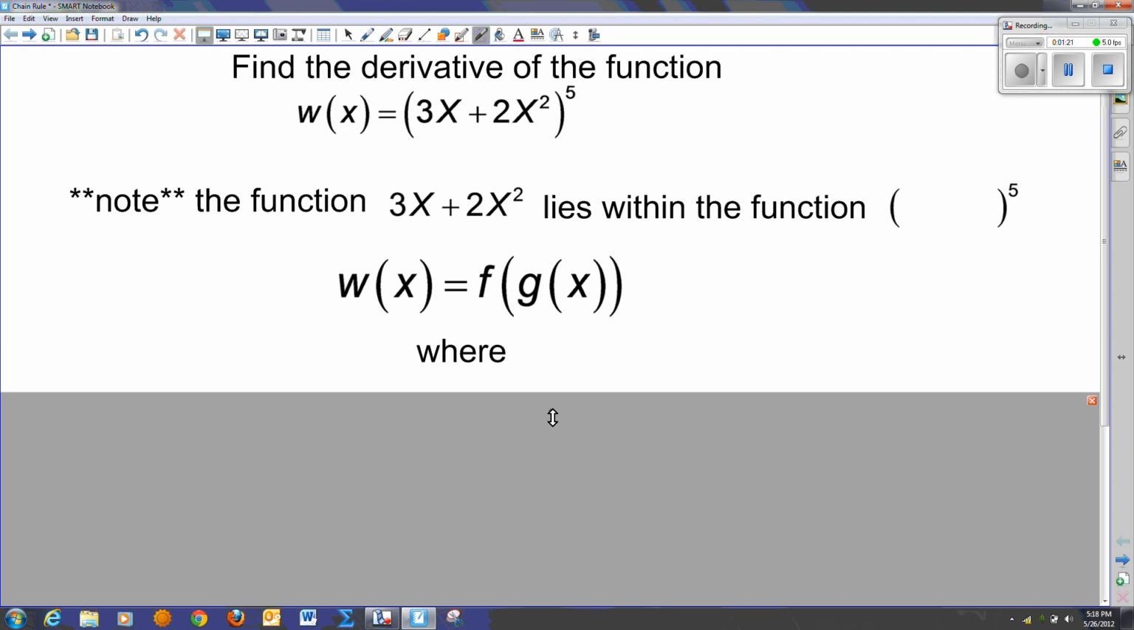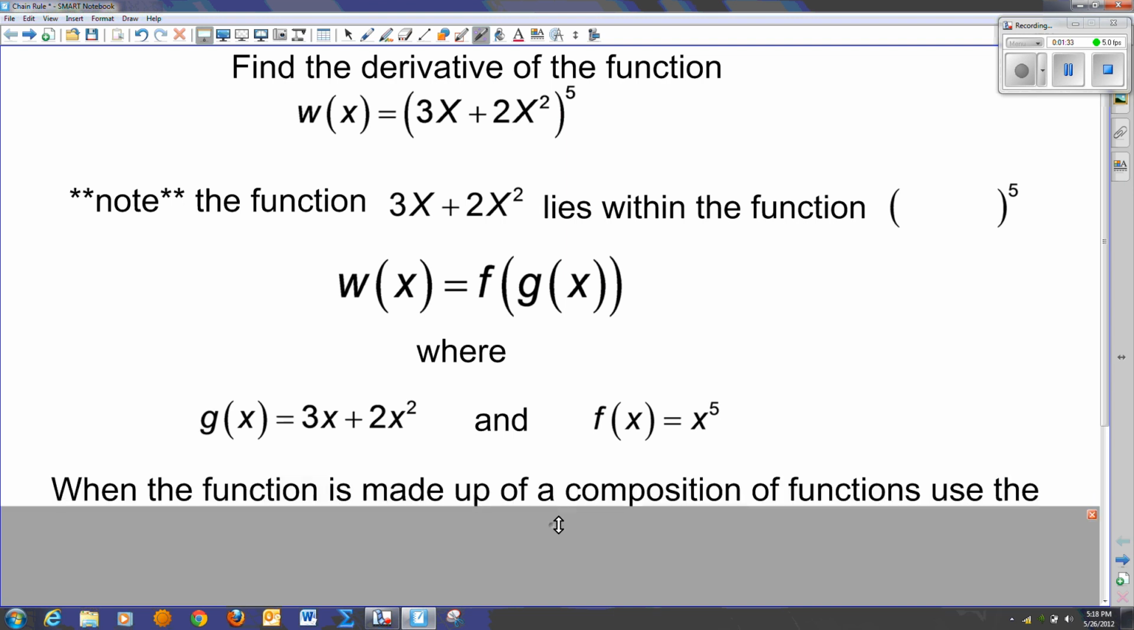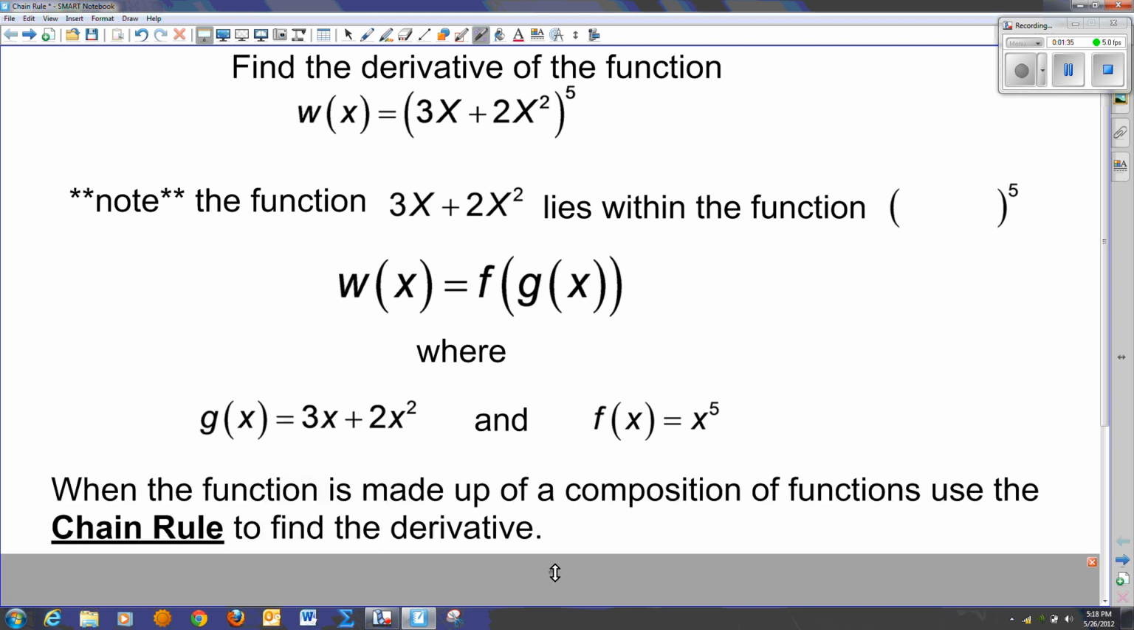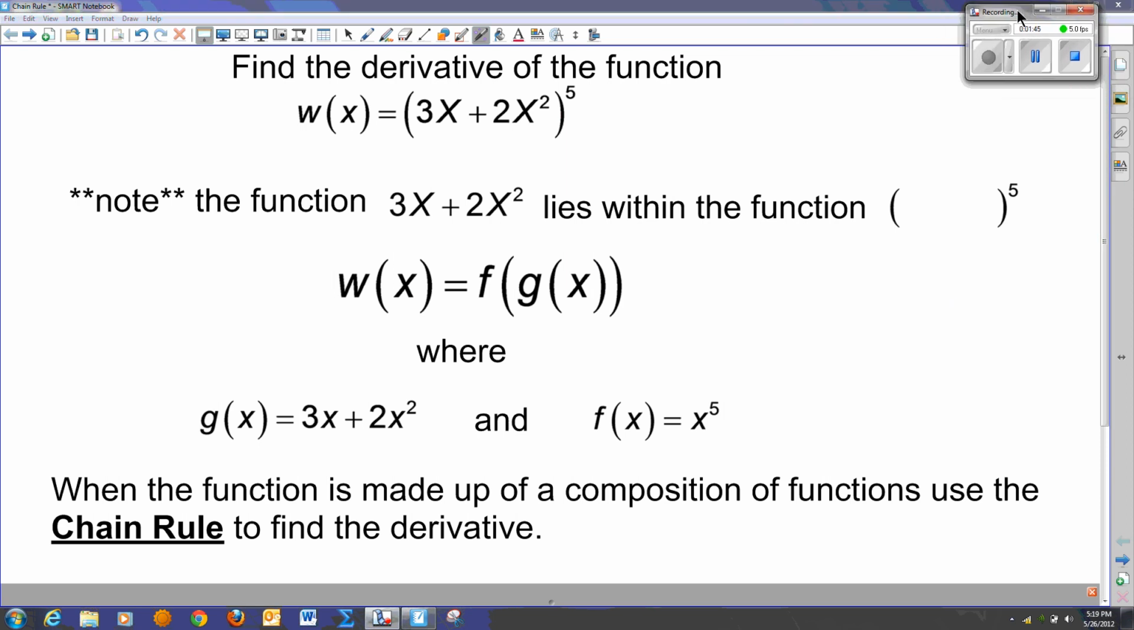When we have that composition, where f of x is like x to the fifth, and g of x is 3x plus 2x squared, again, we call that a composition of functions, and we use something called the chain rule to find the derivative. So what is the chain rule? That's the question of the day, and that's what this lecture is going to be all about.